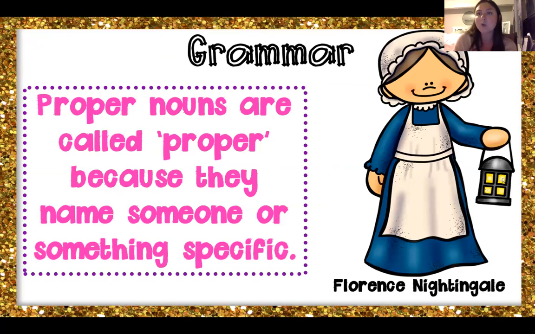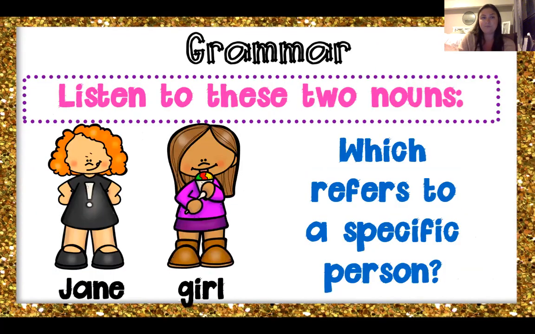Proper nouns are when you're talking about one specific person, one specific place, or one specific thing. I'll read this to you. Proper nouns are called proper because they name someone or something specific. This is a proper noun because this is a picture of Florence Nightingale. I'm not talking about any girl. I'm talking about that specific girl.